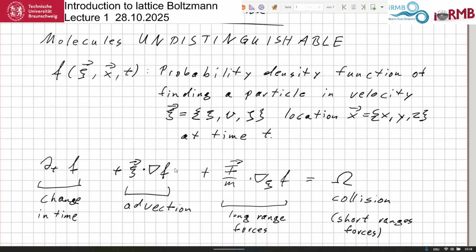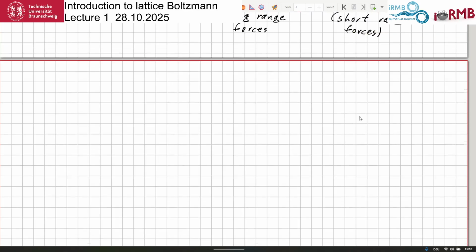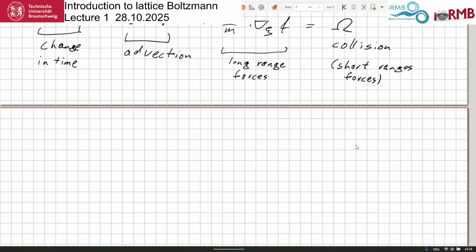So let's talk about these individual parts one by one. I have to change the page. Okay, I'm not talking about the change in time. Yeah, so this is the change in time. So we talk about the advection. So what is actually advection?